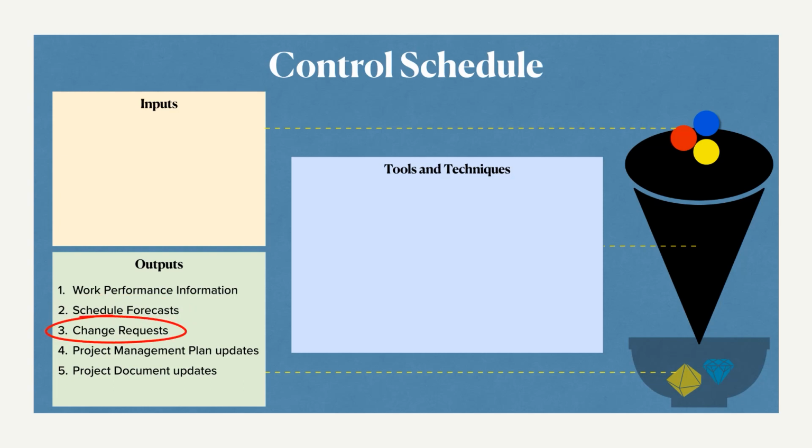Change requests we have to update at the end of this process. Project management plan we have to update. All the project documents we have to update. Again, if you ask specifically which project management plan components we have to update, the schedule management plan has to be updated. The schedule baseline has to be updated as a result of controlling the schedule. The cost baseline and the performance measurement baseline too. All these four components in the project management plan.